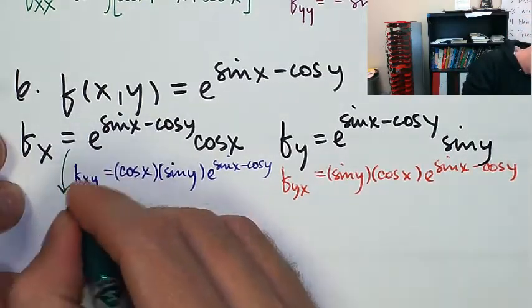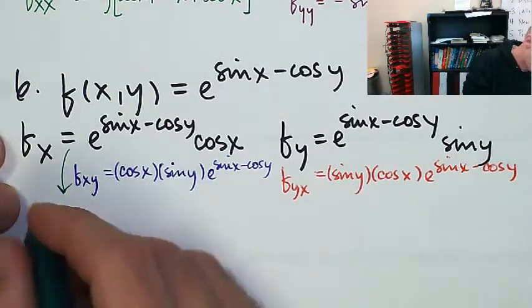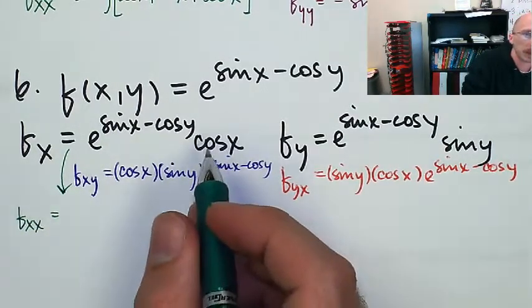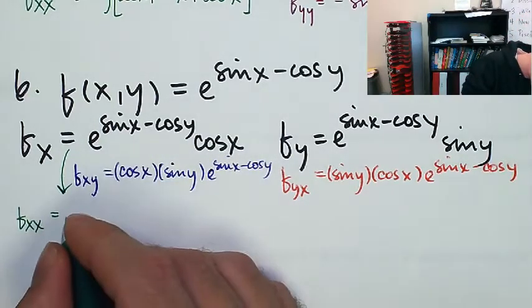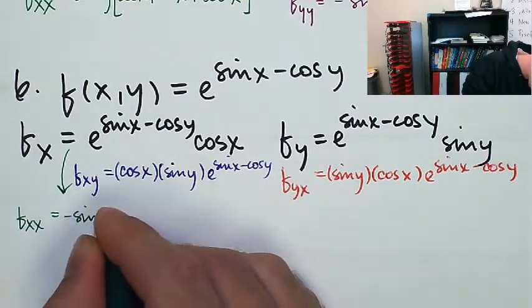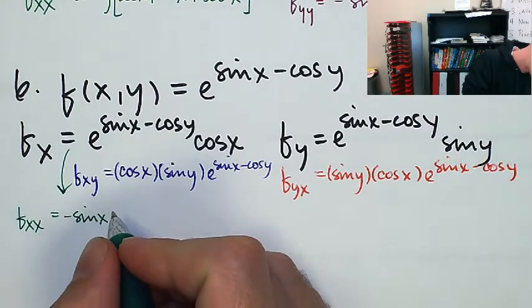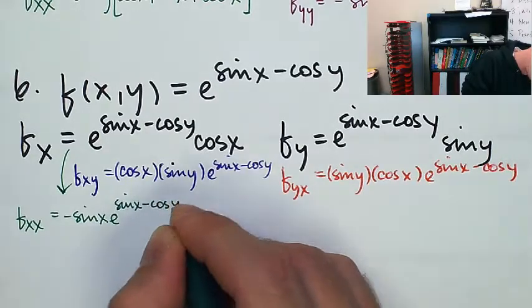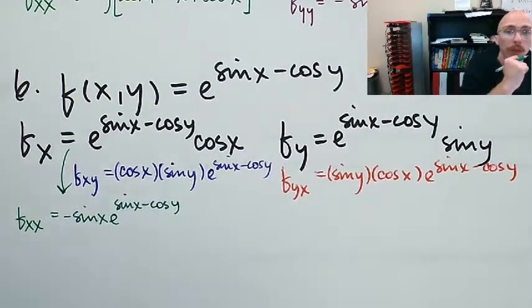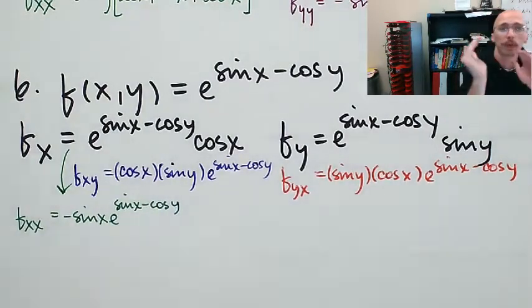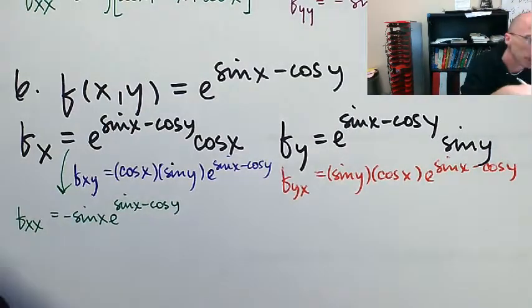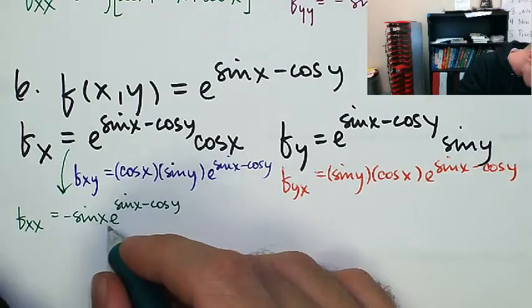I'll drop this thing down here and take this derivative with respect to x. That will require a product rule. So fxx is going to be, I'll take the derivative of cosine x first. If you see that both factors of the product rule are going to contain that e to the sine x minus cosine y, you could wait until the end and throw a parenthesis around your thing, and then basically have factored out the e to the sine x minus cosine y. But I don't expect you to see that from the beginning.